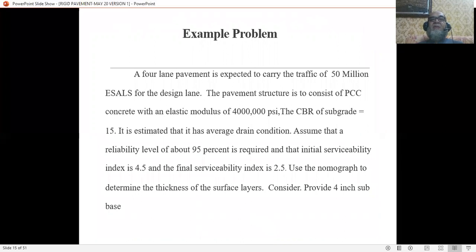Now let's do an example pavement. How to design a rigid pavement. A 4-lane pavement is expected to carry the traffic of 50 million vehicles. It is to consist of PCC with elasticity modulus of 4 million psi. The CBR strength is 15. It is estimated it has average drain condition. It has a reliability of 95% and initial serviceability 4.5, while PT is 2.5. Use the nomograph to determine the thickness of the surface layer, and you also would like to provide a 4-inch subbase.